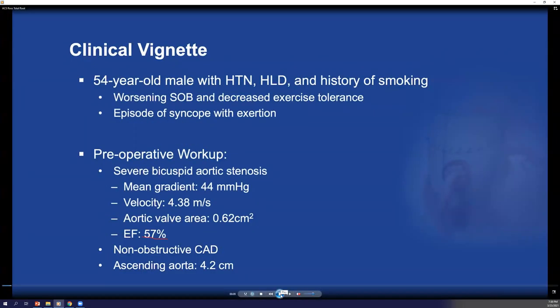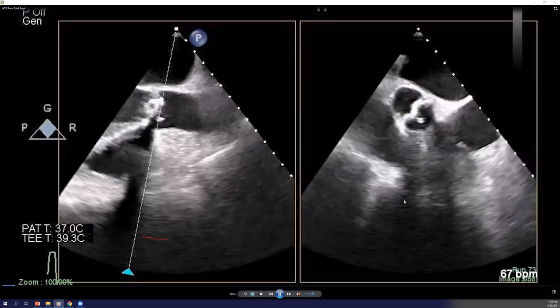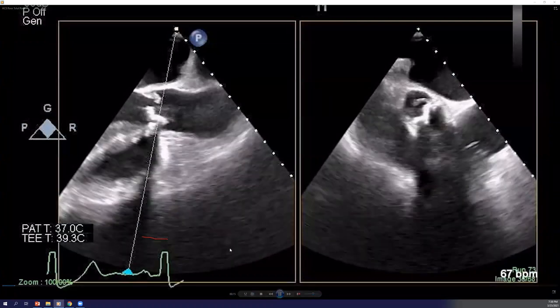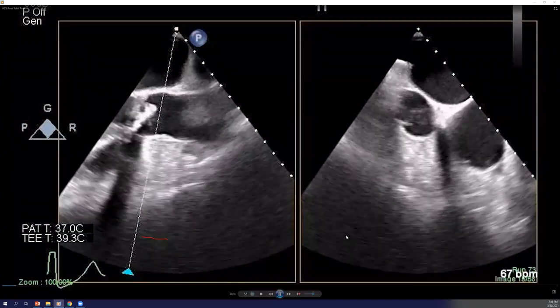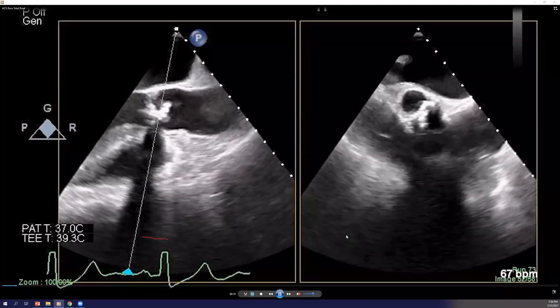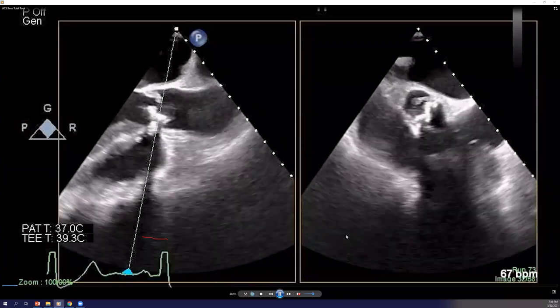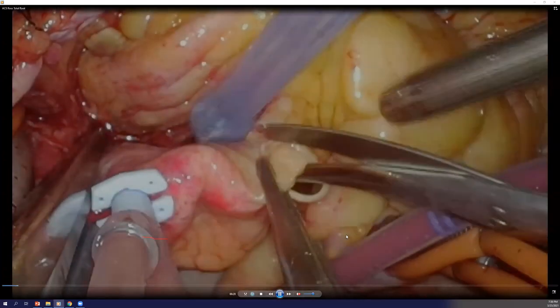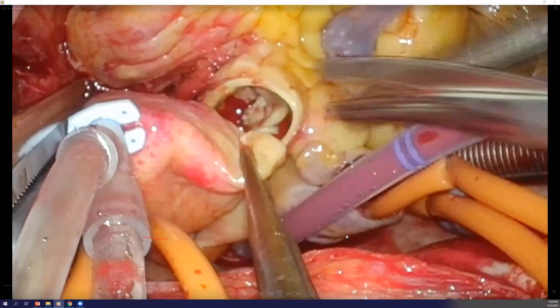I'll play it here. So this is that same 54-year-old patient with a severe symptomatic aortic stenosis. I don't know what that red line is, but anyhow, as you can see, the valve is very calcified. I'll just walk you through the steps of a Ross procedure. I hope we're still okay with time. Abby, please interrupt me if we're not.